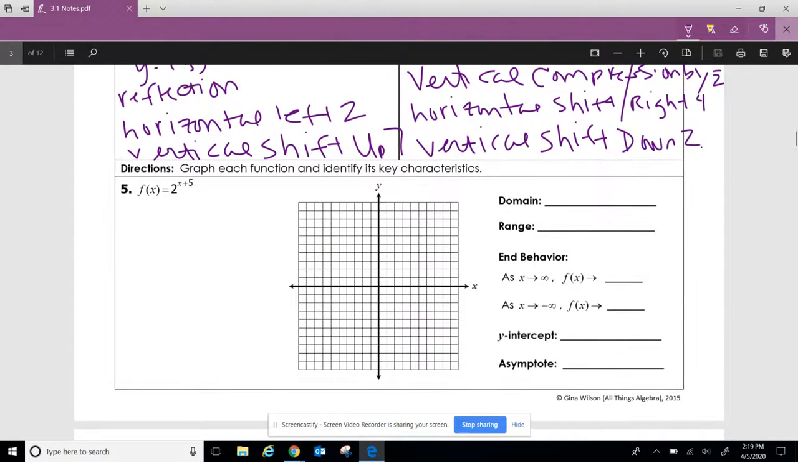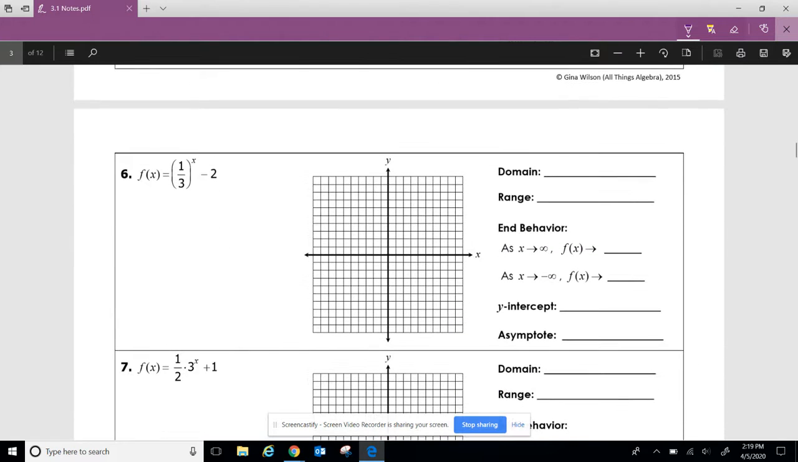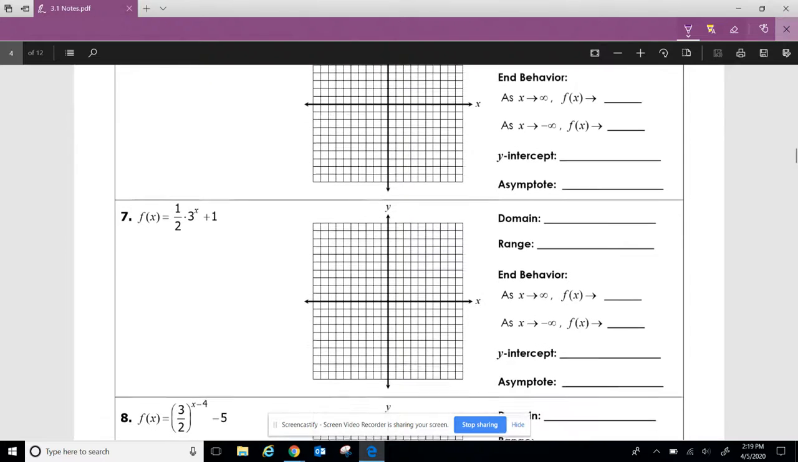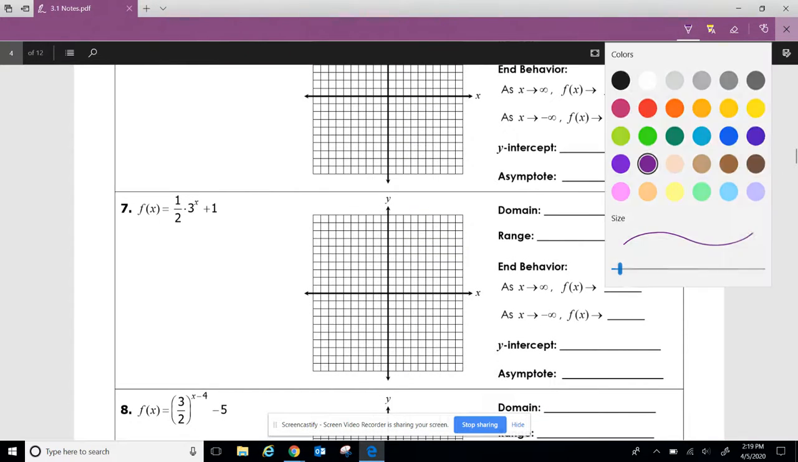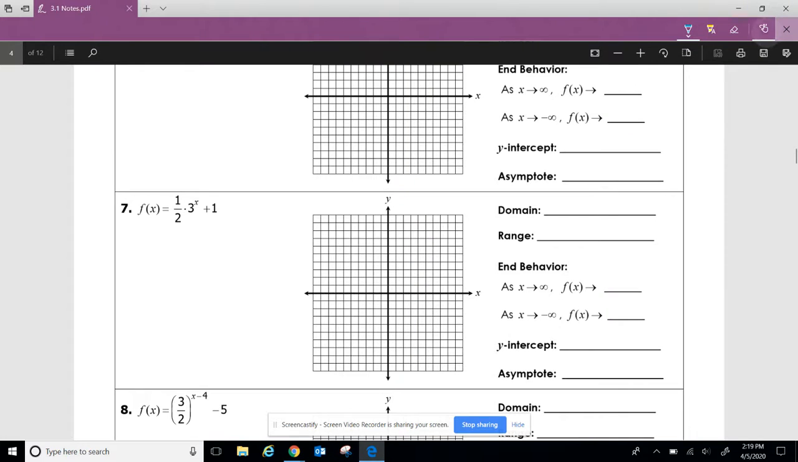So let's look. Number 5, that would be a horizontal shift to the left 5. 6 would be a vertical shift down 2. I'm going to start with number 7 because it at least has a couple of transformations. They're both vertical transformations, but let's start here.